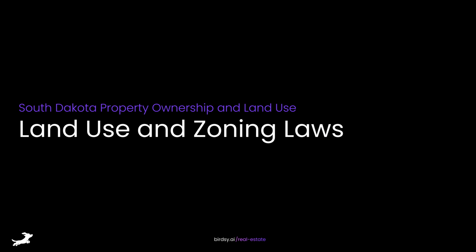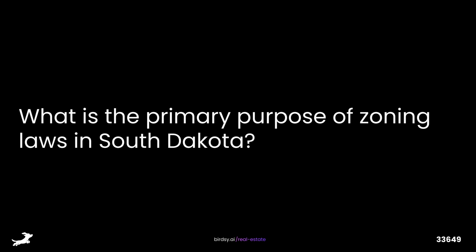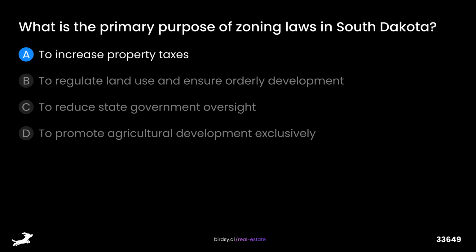Land use and zoning laws. What is the primary purpose of zoning laws in South Dakota? Is it A, to increase property taxes, B, to regulate land use and ensure orderly development, C, to reduce state government oversight, or D, to promote agricultural development exclusively? The answer is B, to regulate land use and ensure orderly development.